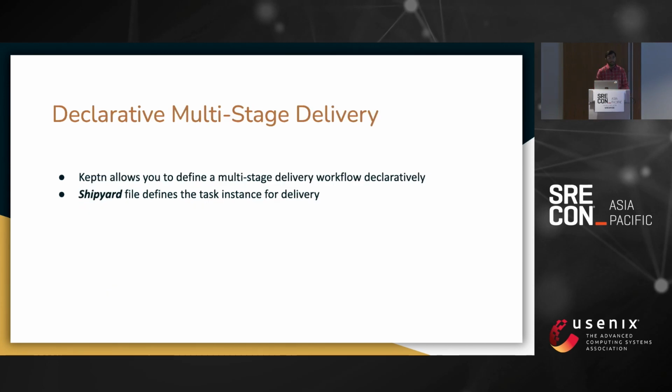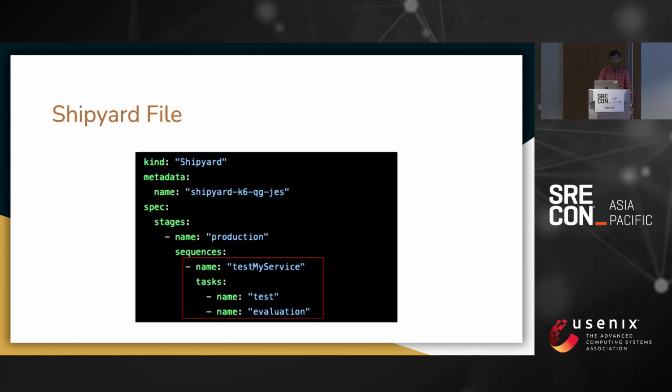Keptn allows us to define the multi-stage delivery workflow of our project. That is done via a Shipyard file. Let's take a look at a shipyard file. So this is how a shipyard file looks.